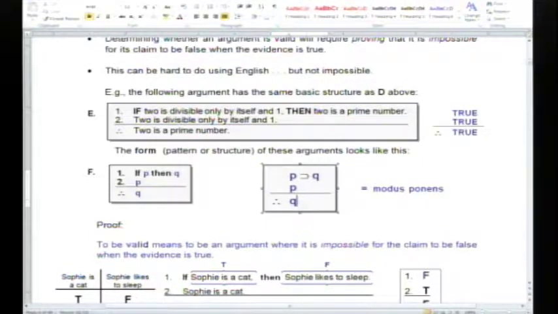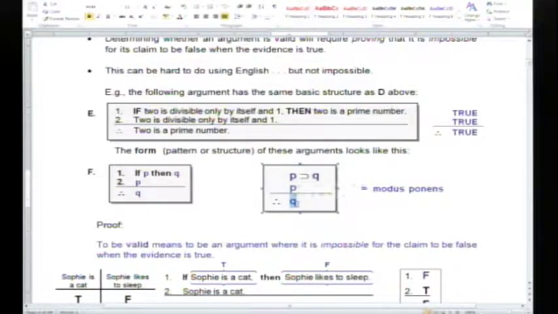That is, when you have a conditional statement and you have the antecedent of that conditional statement occurring on its own, you can deduce, infer, conclude that the consequent of that conditional statement must be true. If Sophie's a cat, then the moon is not made of green cheese. Sophie's a cat, therefore the moon is not made of green cheese. That's an argument that's a substitution instance of that argument form. That's valid. Okay, does that sort of make sense?